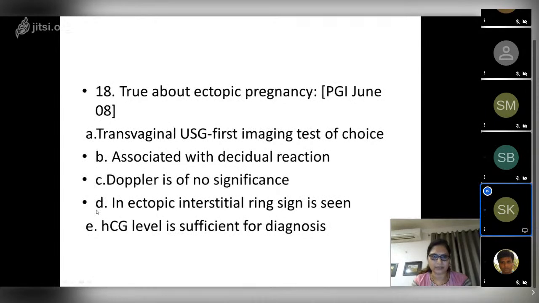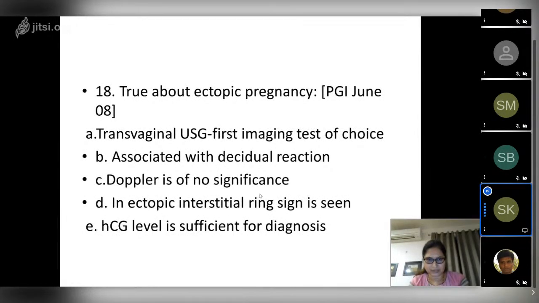Next one, in ectopic, interstitial ring sign is seen. Is it correct? If you can remember the ultrasonographic pictures of different ectopic pregnancies, different patterns have been explained, like the ring of fire sign, the tubal ring sign, or the interstitial ring sign. If any of you have read about it, you'll be able to answer this question. Anybody? Is this statement true, that an interstitial ring sign is seen in the ectopic? This is an ultrasound finding actually.